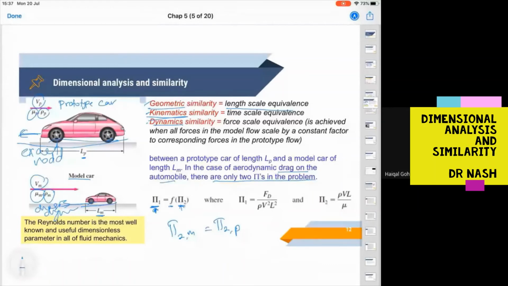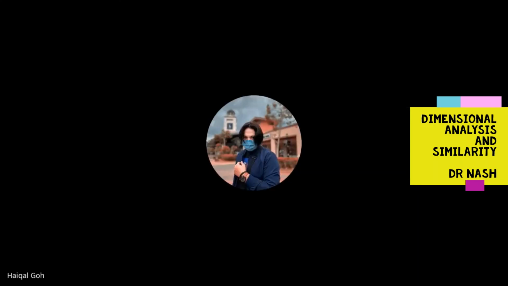So pi1 equals FD over rho V to the power of 2 L2, where FD is the drag force or aerodynamic drag. Sorry again, keep changing.